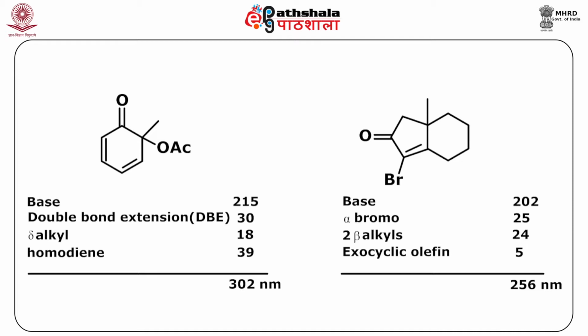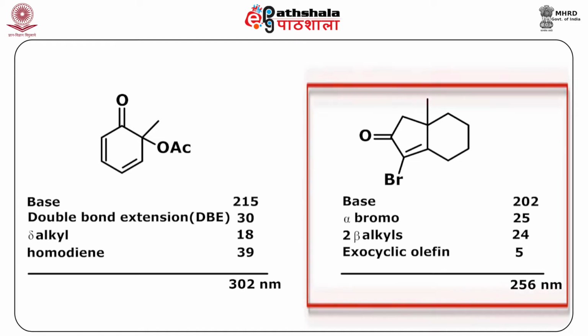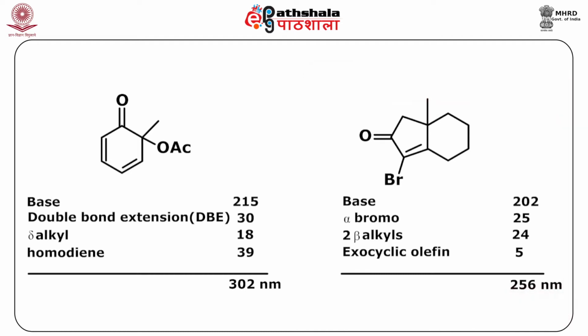Let's look into another question. This example is an alpha beta unsaturated system where the base value now will be taken as 202 nanometers. The question arises, why would we have it as 202 nanometers? This can be understood by the fact that this is a cyclopentanone system. Cyclopentanone system will be showing a base value of 202 nanometers.